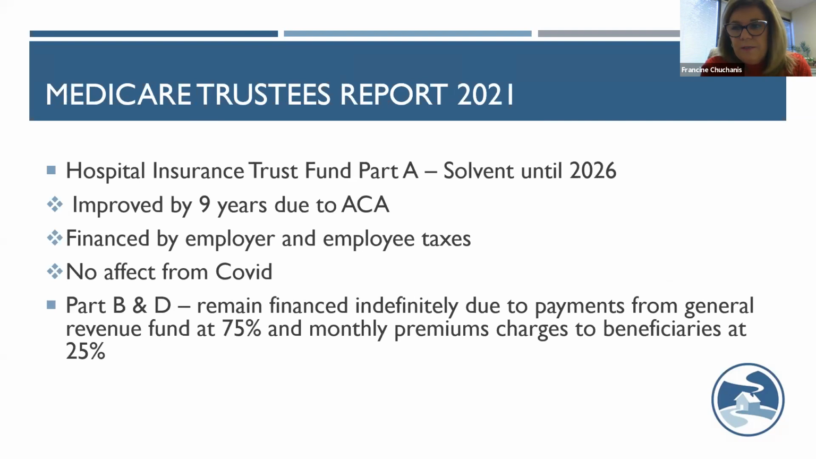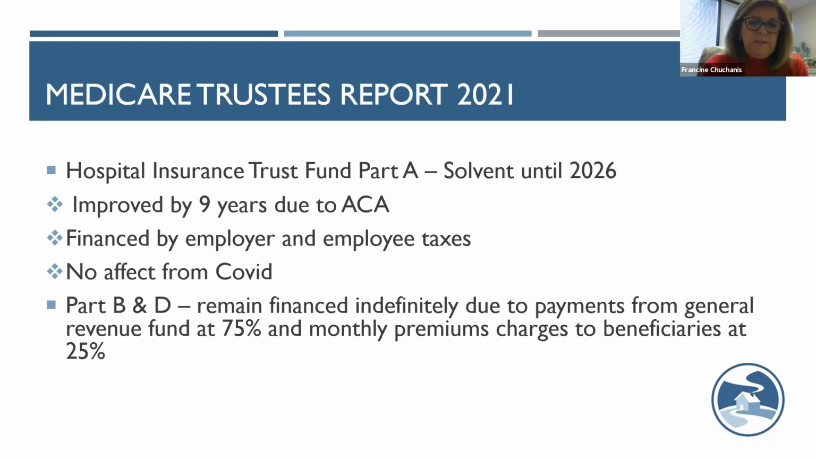Medicare trustees do a report every year. In this year's report, they said that they believe the Hospital Insurance Trust Fund, meaning Part A, would be solvent through 2026. This was improved 9 years due to changes instituted under the Affordable Care Act. And you have to remember that this particular part of Medicare is financed by employer and employee taxes. Since so many people were unemployed, there was some worry that it would have been affected by COVID, but they saw, at least so far, no effect from COVID.